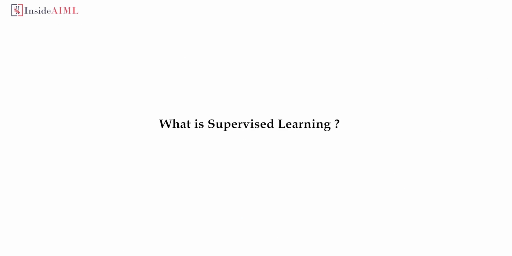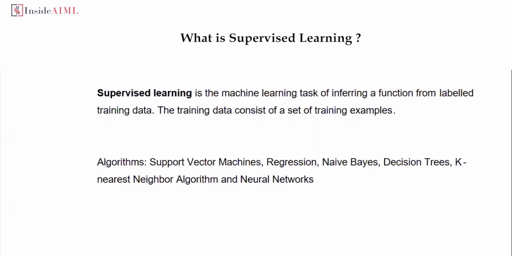What is supervised learning? Supervised learning is a machine learning task of inferring a function from labeled training data. The training data consists of a set of training examples. In simple terms, supervised learning is a machine learning task in which you can tell the machine whether it is correct or wrong because you actually know the answer. Examples of supervised learning algorithms are support vector machines, all the regression problems, the naive Bayes classifier, the decision tree, k nearest neighbors, and neural networks. They are all examples of supervised learning algorithms.